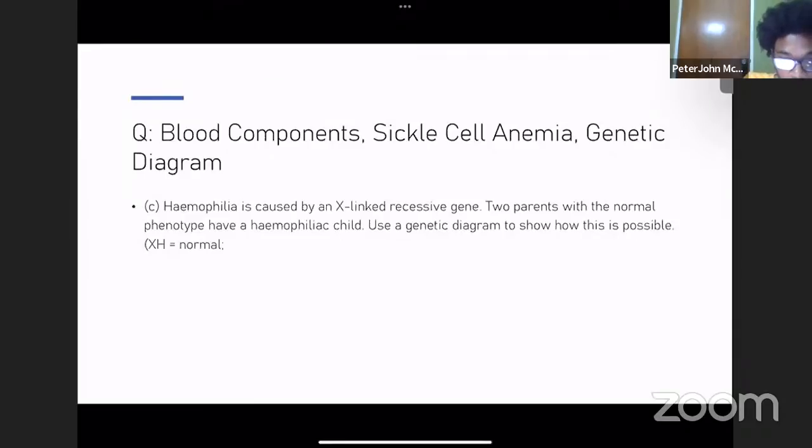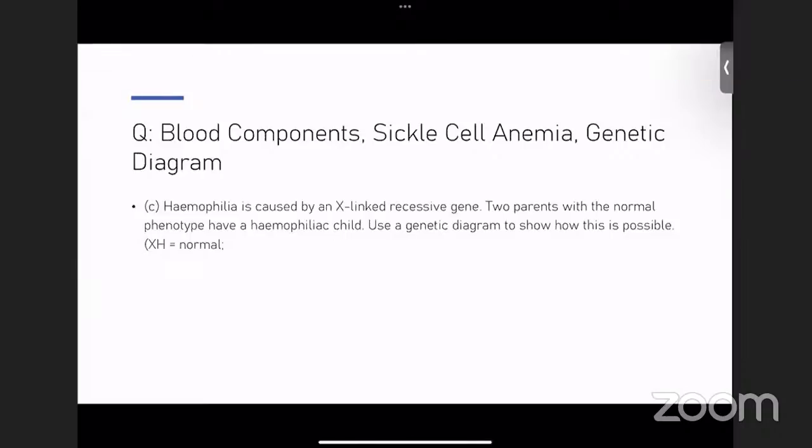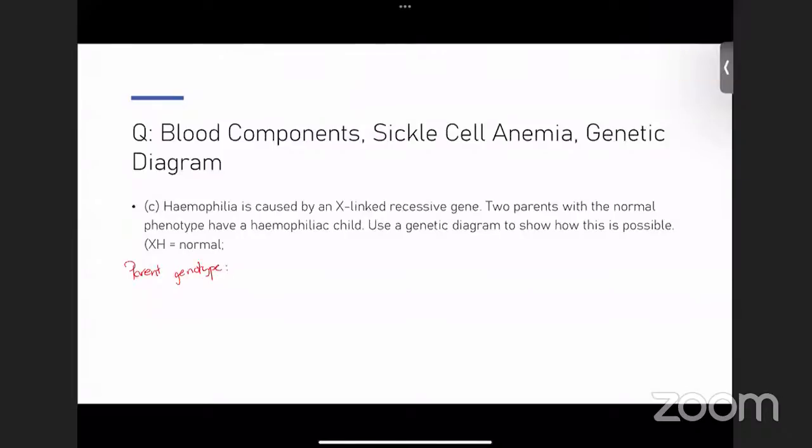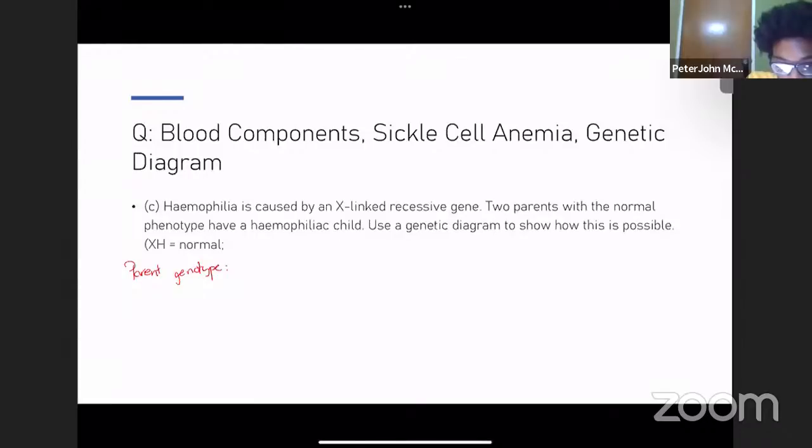So how do I start? I always start the same way, guys. You write the parents' genotypes. What would be my genotypes? XH and XH. What are we doing first? Male. We're doing male first, right?